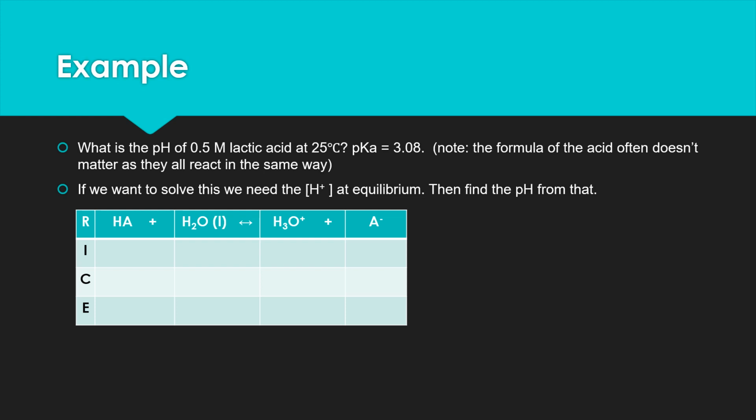So let's look at an example of this process. The question says, what is the pH of a 0.5 molar lactic acid at 25 degrees Celsius? And it gives us our pKa of 3.08. So it gives us a little note here. The formula of the acid often doesn't matter as they all react in the same way. So we can simplify it.